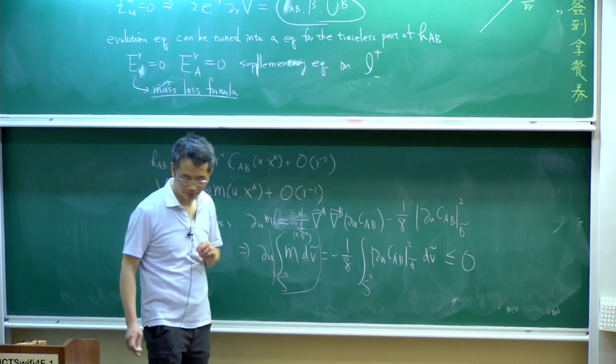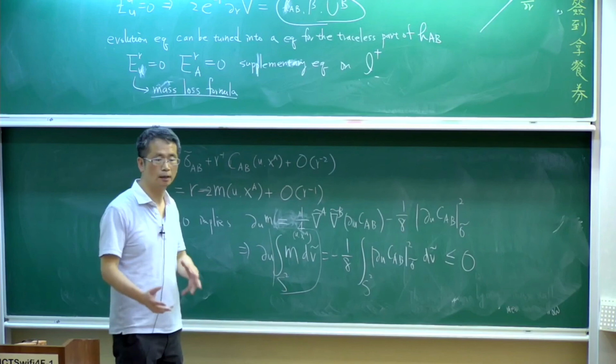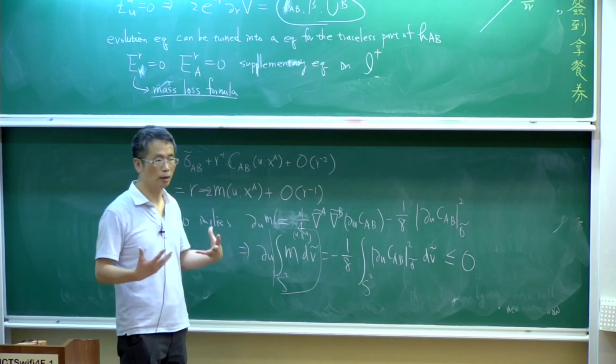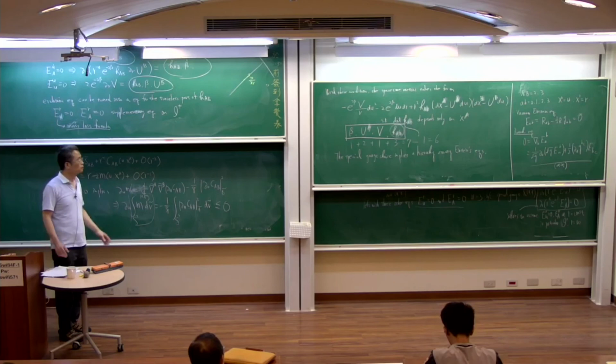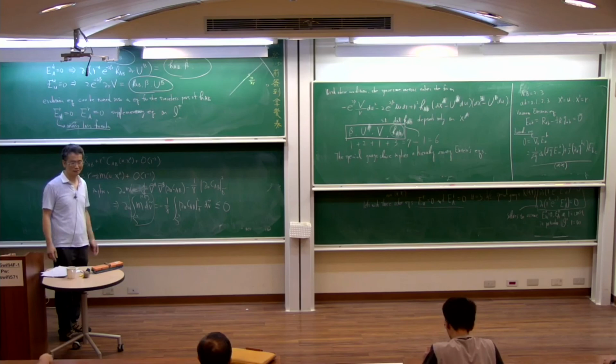Okay. So I guess these topics will be touched upon later by other speakers, so we can take a closer look. But I hope you get an idea of what gravitational radiation is in these two kinds of setups. I wouldn't say simple. It's already complicated enough, but hopefully the structure is clear. Okay, so I'll stop there.